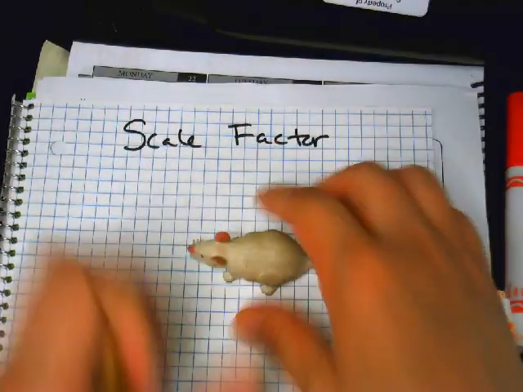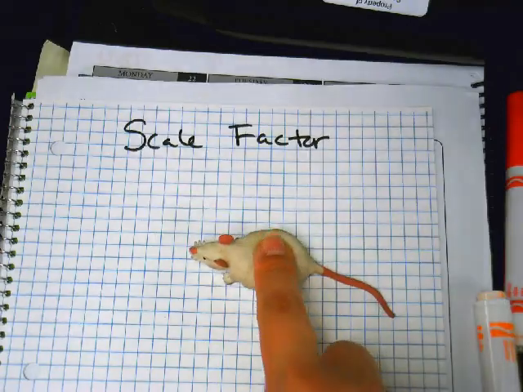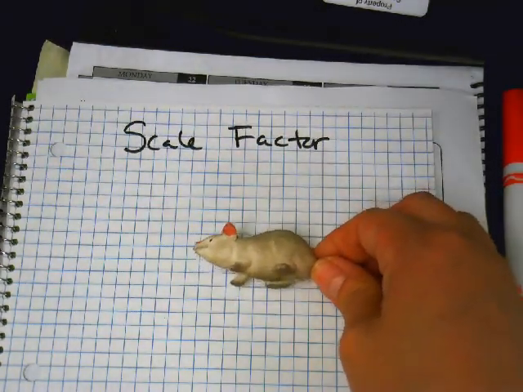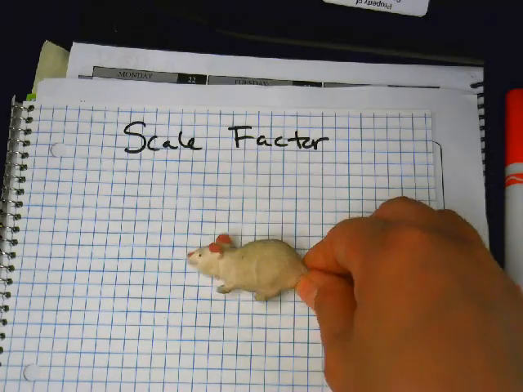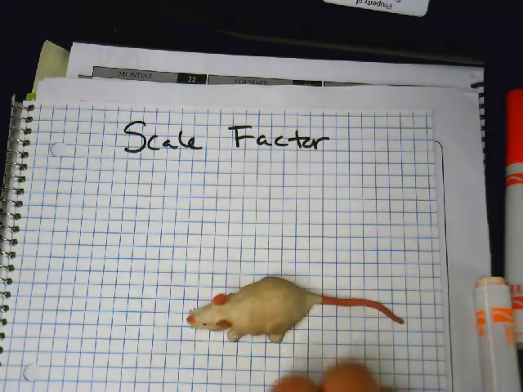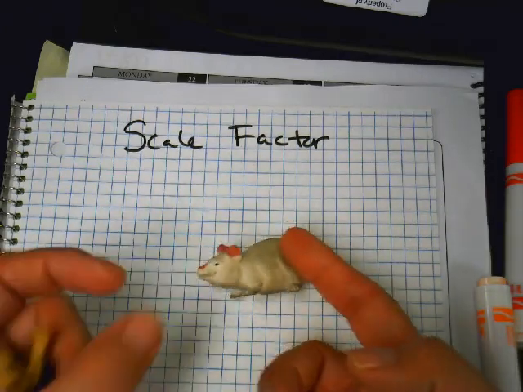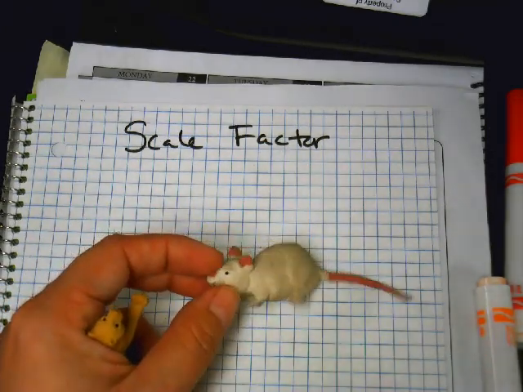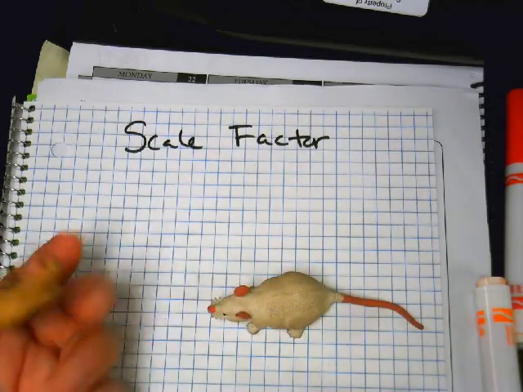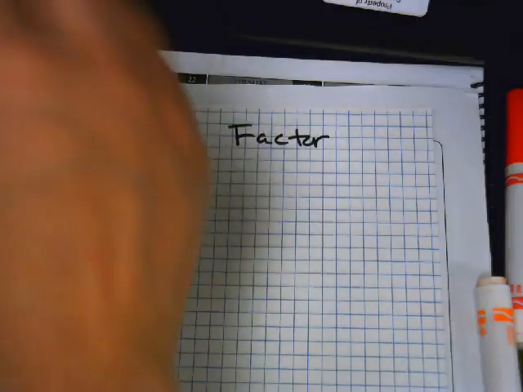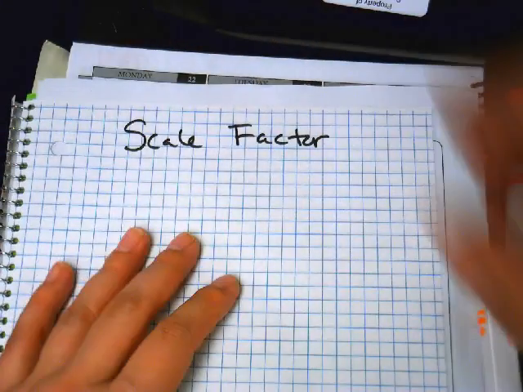Could this be a scale model of a mouse? It could also be the real one, because they start off pretty small. What's a rat? How do you know it's a rat? What's the difference between a mouse and a rat? Rats are bigger. It looks nastier. All right, so those are scale models.